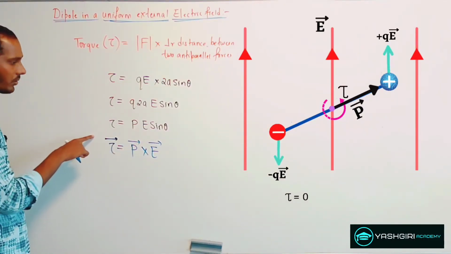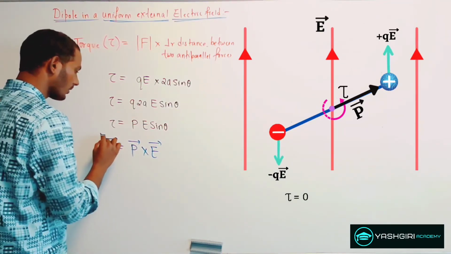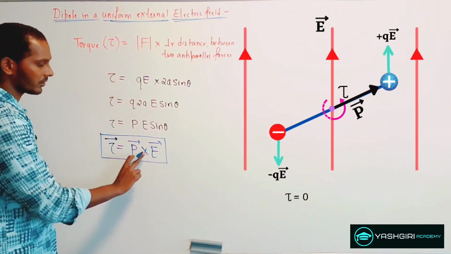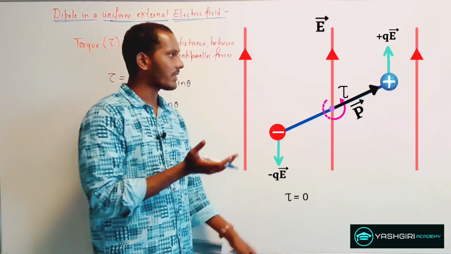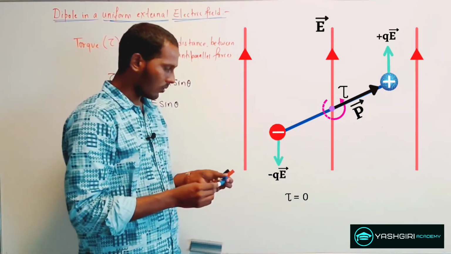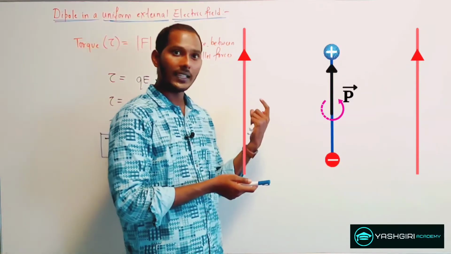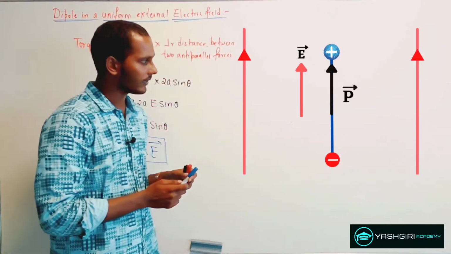So this is in the magnitude form, all right. That is the vector form of that, which is exactly perpendicular to these two vectors. Now here, once the torque comes into the picture, what will happen to this electric dipole is that it will get aligned with the electric field, and it will look something like this.